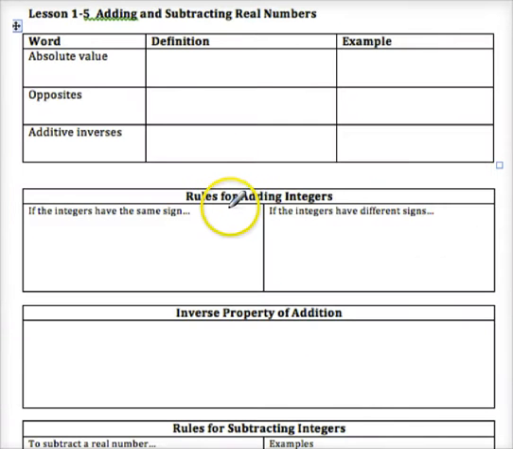All right, this is the note-taking sheet that you have for lesson 1-5. Try to get definitions and examples for the 3 vocab words listed here, as well as your rules for adding integers and subtracting integers. Okay?